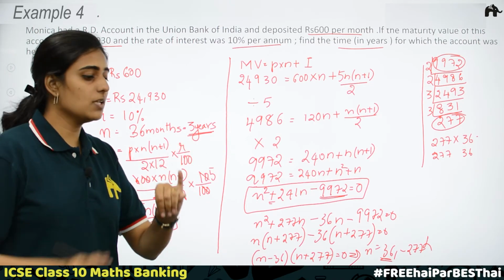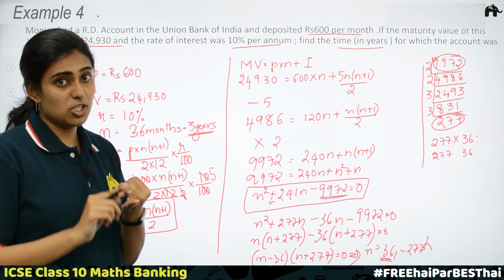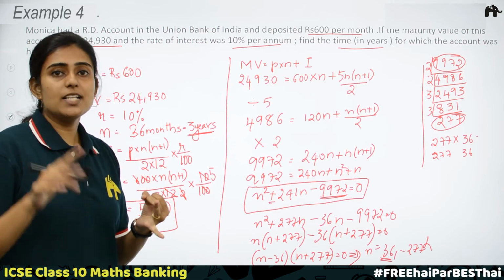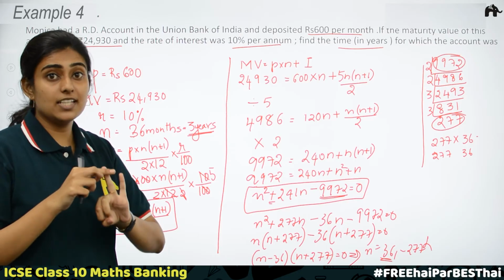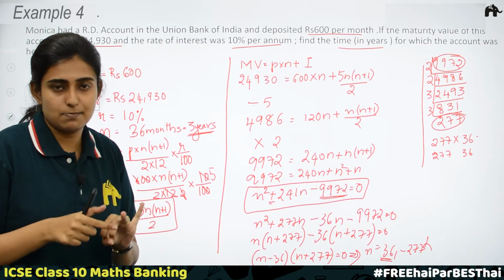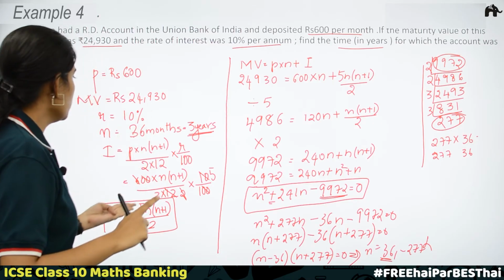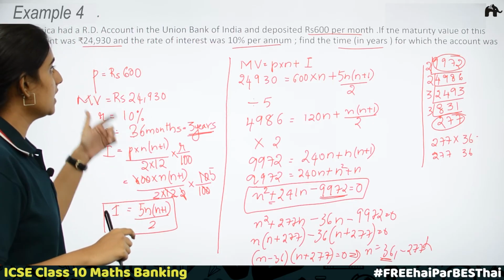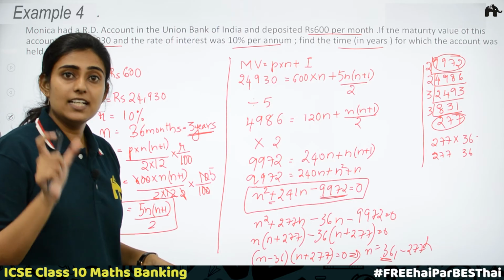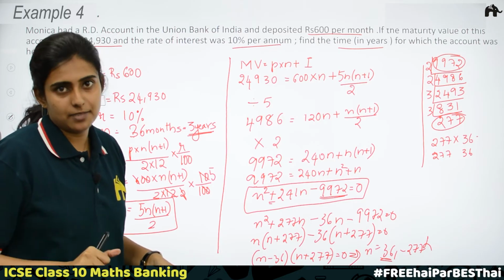So, the first problem was finding interest and maturity value. In the second example, the second type we discussed, that is finding the principal, that is the monthly investment. Third problem, we determined the rate of interest. This is the fourth type of question where we have determined the value of n, that is the time or maturity period. Clear?